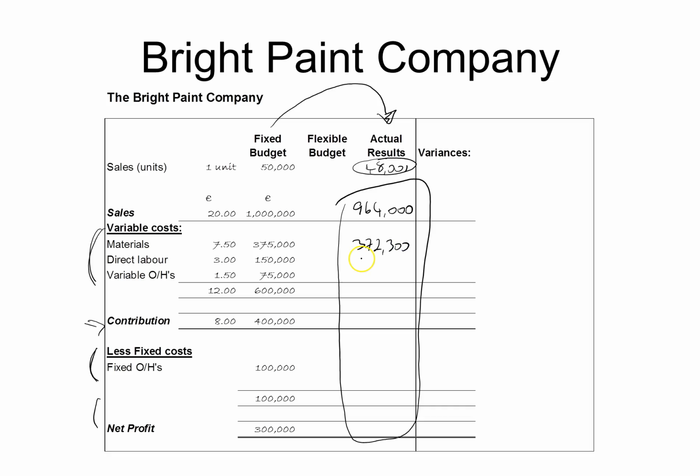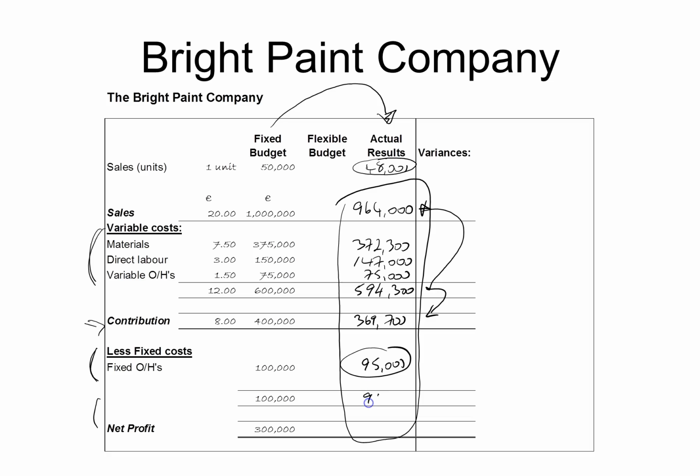Materials, direct materials, 147,000. The direct labor, and 75,000 variable overheads. Now, that comes to a total of 594,300. So now what I'm going to do, I'm going to take my sales revenue minus my variable costs, and that'll give me a contribution, which should be 369,700. The actual fixed cost figure was 95,000.